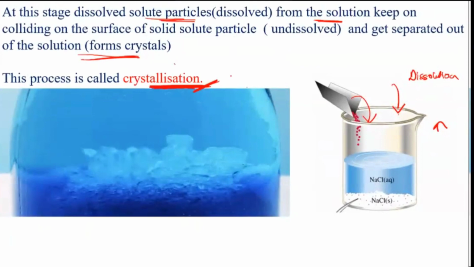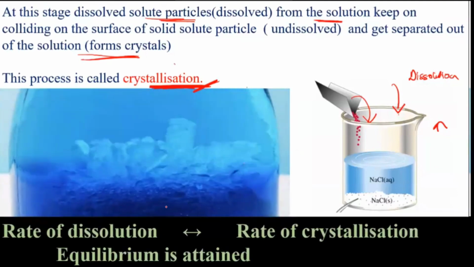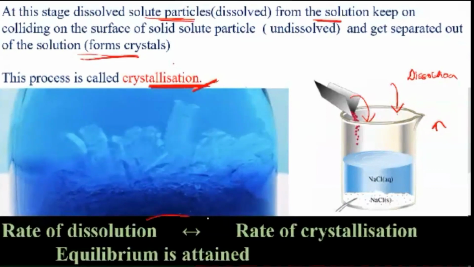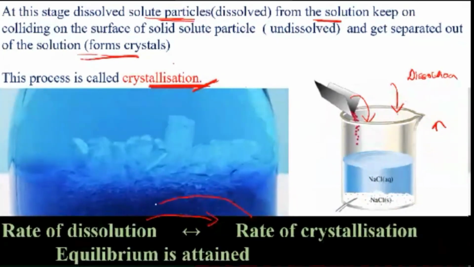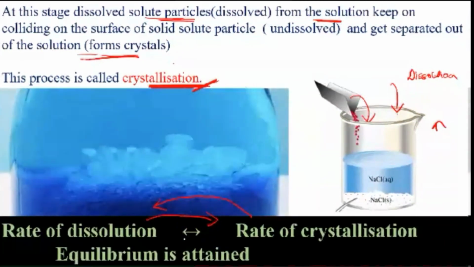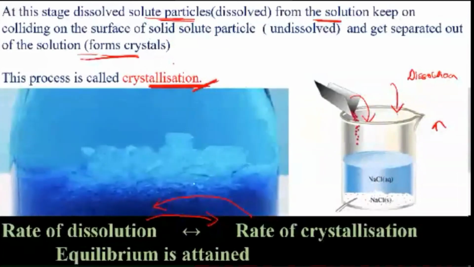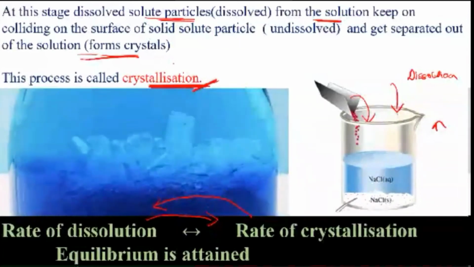here you can see the crystallization has taken place, and at the rate at which the solute particles are getting dissolved, at the same rate the crystals will be formed. So the rate of crystallization becomes equal to the rate of dissolution. At that time we say equilibrium has been attained. You can write this down below.